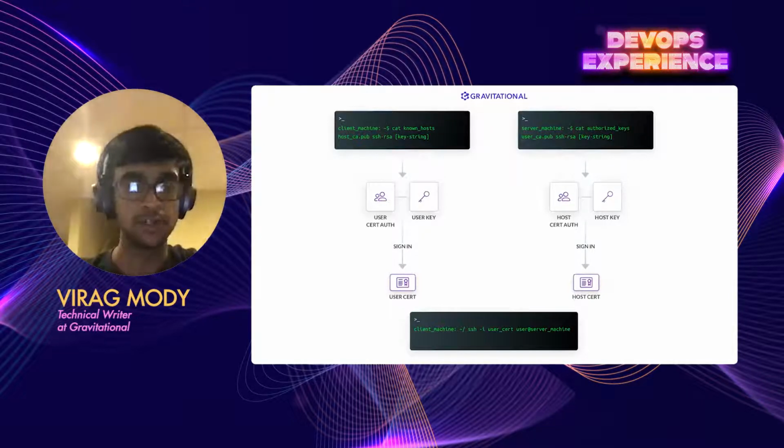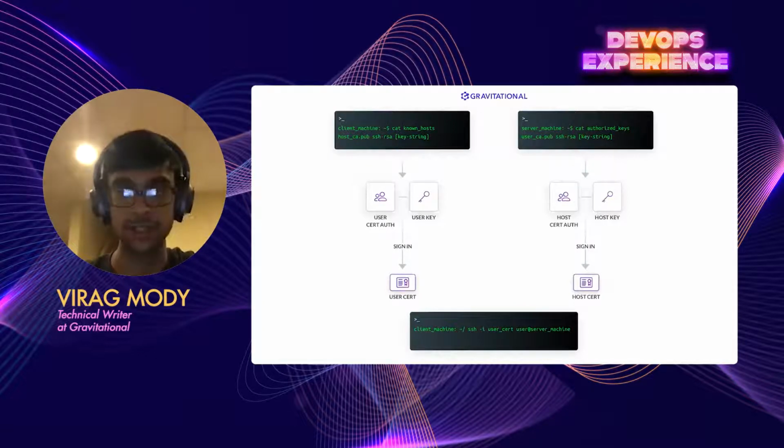Another advantage of certificates, almost a feature, is that you don't have to track the certificates that are generated. All you need to do is track the key of the certificate authority that generates those certificates. So instead of having a laundry list of authorized keys or known hosts, all you need to do is have the public key associated with the certificate authorities. And anytime a certificate is presented that matches the public key, you know that it has been signed by the private key. And so you can just authenticate against that.